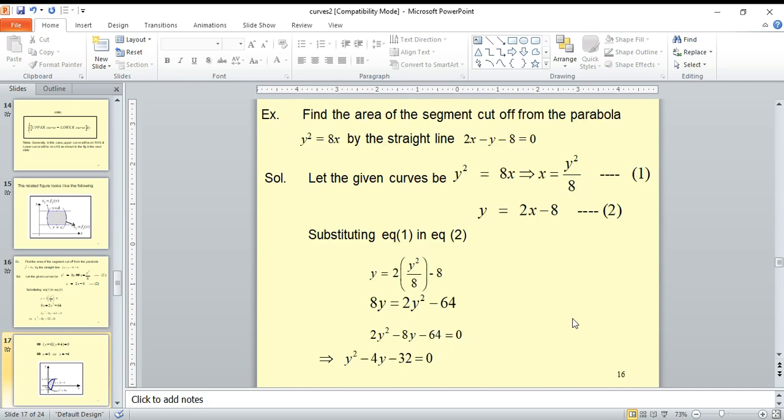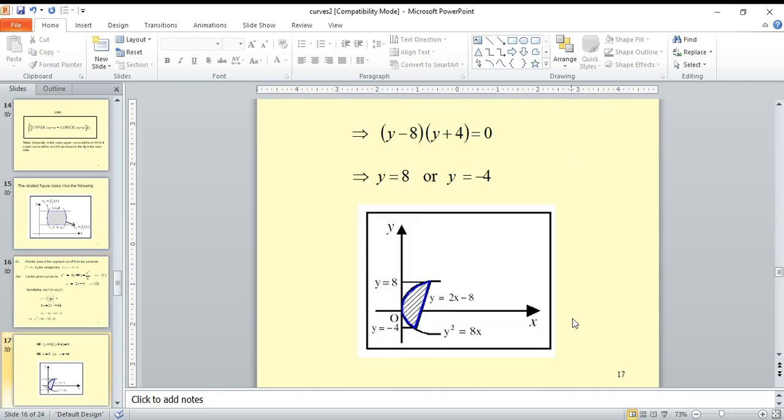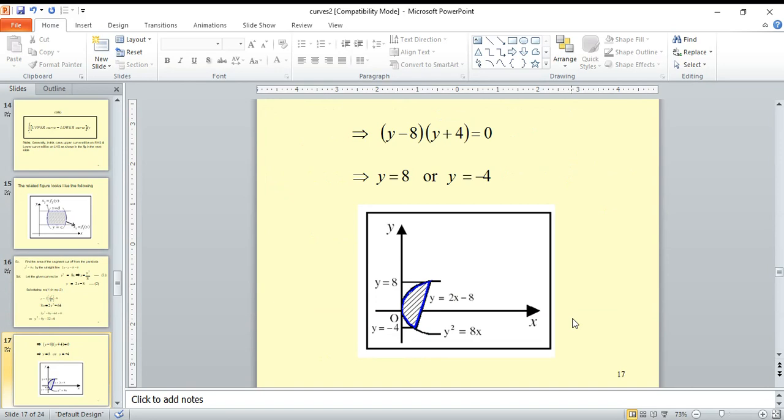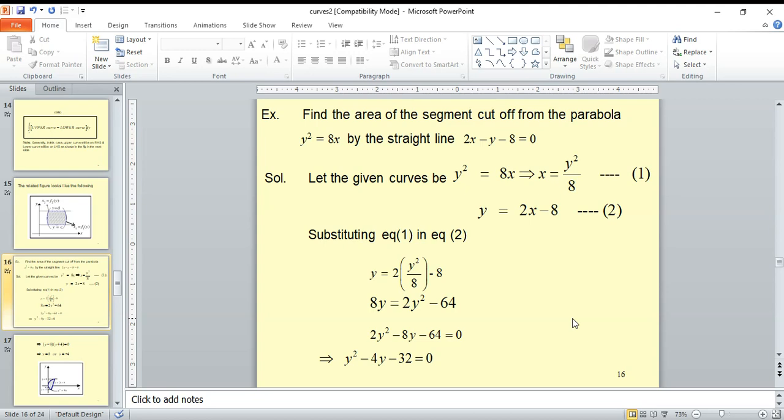So y² equal to 4ax, like y² equal to 8x here, on the x axis, and the line segment is 2x minus y minus 8 equal to 0, like this. Which one is the upper curve? Which one is the lower curve? Here the upper curve is the straight line and the lower curve is the parabola. In this question, they have not given any upper or lower interval, but we have to find the upper and lower intervals in y.